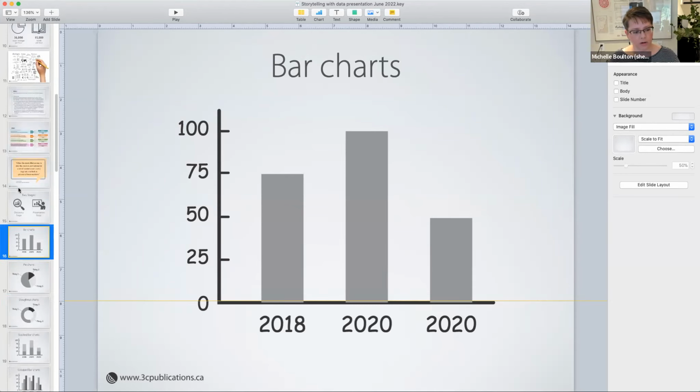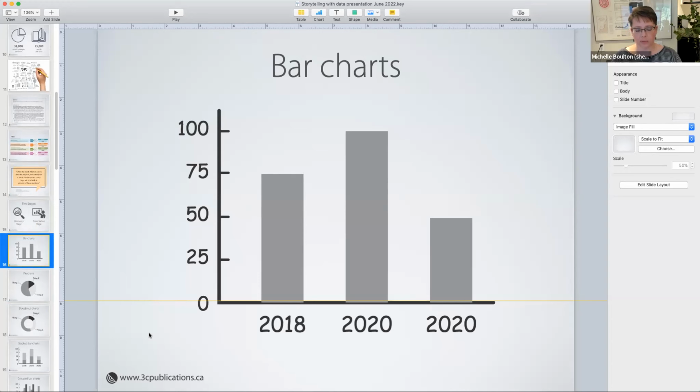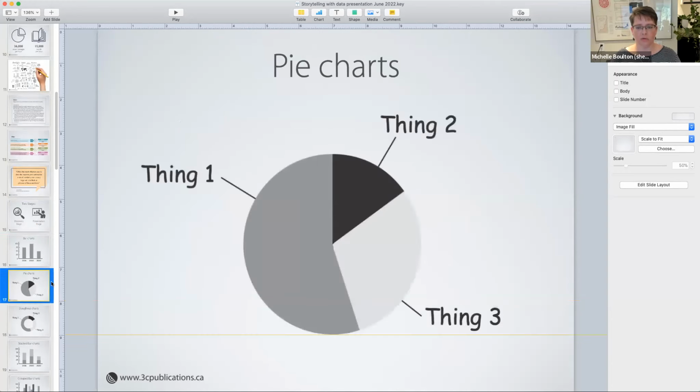So for example, the next one we're going to talk about is a pie chart. The pie chart is really basically the same information as a bar chart. It's a circle, and it's divided into parts, and each part represents a proportion of the whole. So the same data can go into a bar chart or a pie chart, except that our brains are really much better at processing the bar chart than the pie chart.